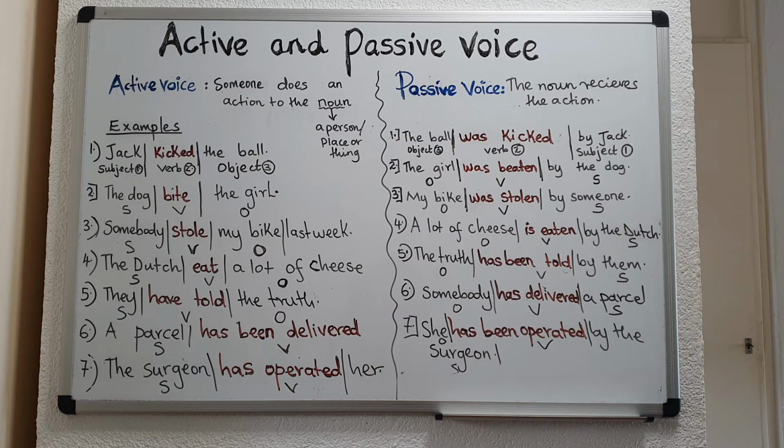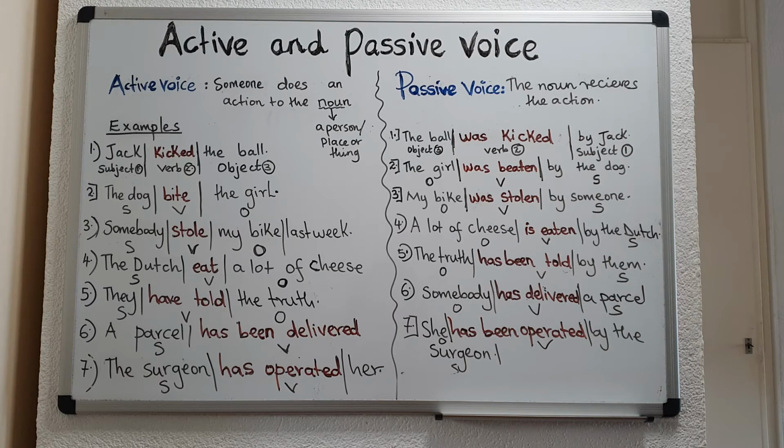Number 2, remember, in a sentence where you have the active voice, you begin with the subject, followed by the verb, and followed by the object. And the object is the one that is receiving the action. It could be the name of a person, it could be the name of an object, or even a place. It is a noun.